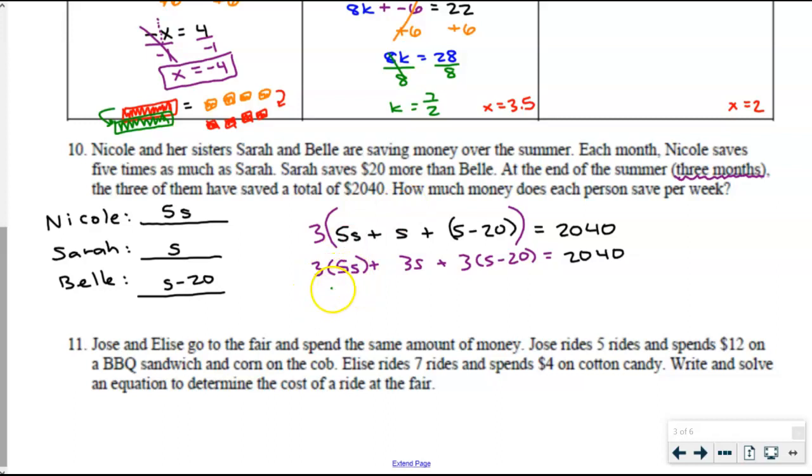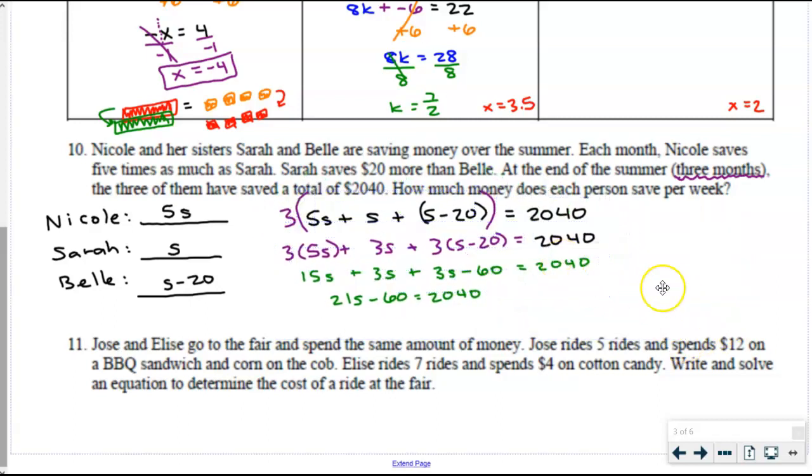3 groups of 5S is 15S. And 3 groups of S is 3S. And 3 groups of S is another 3S. And 3 groups of minus 20 is minus 60. All of that equal to 2040. And then we can start combining our like terms. Now that I have no more parentheses, I can combine those like terms. 15S and 3S and 3 more S means I have a total of 21S minus 60 is equal to 2040. Nice simple equation now.